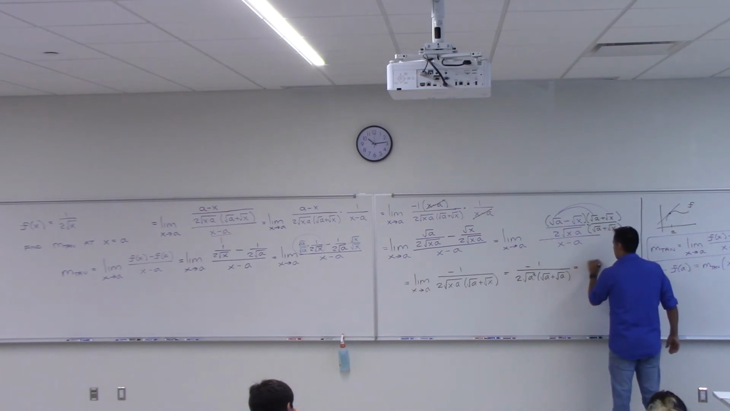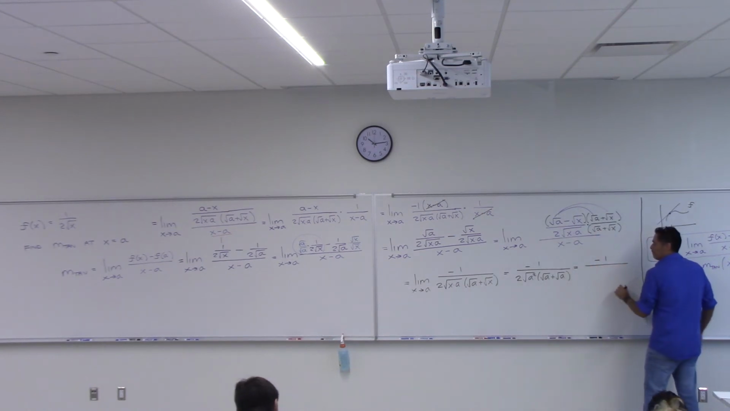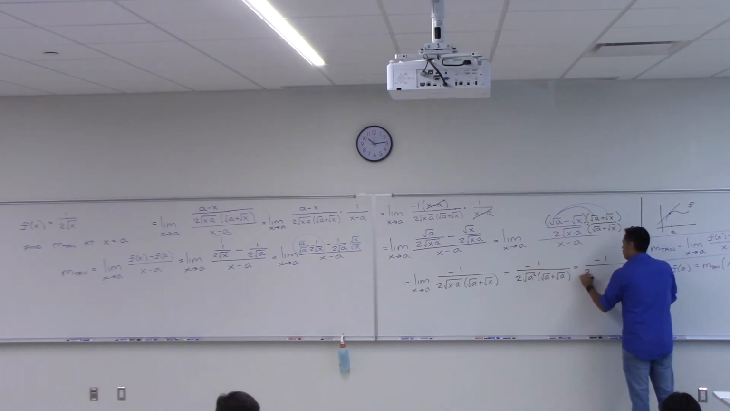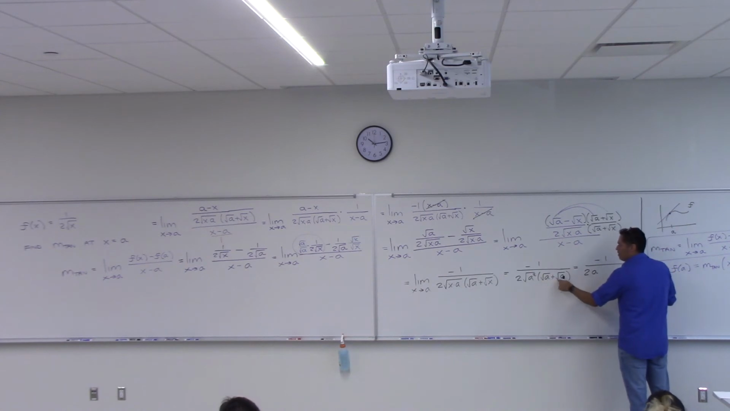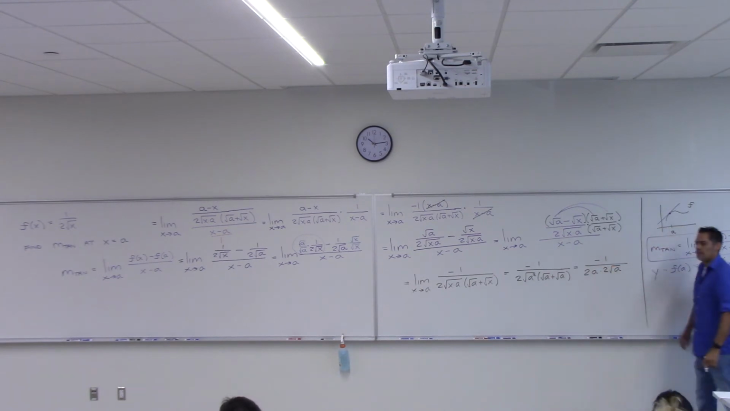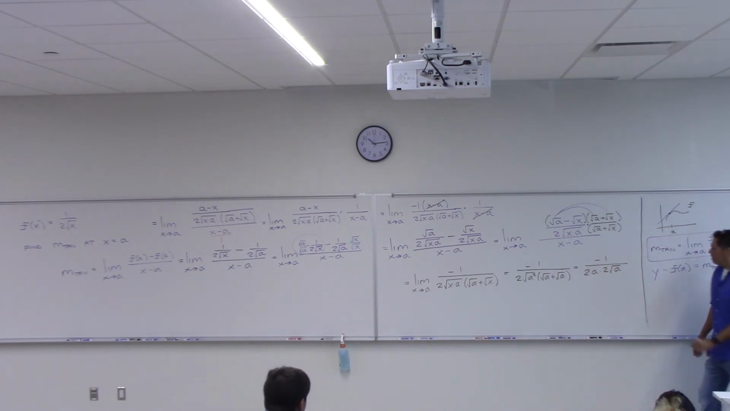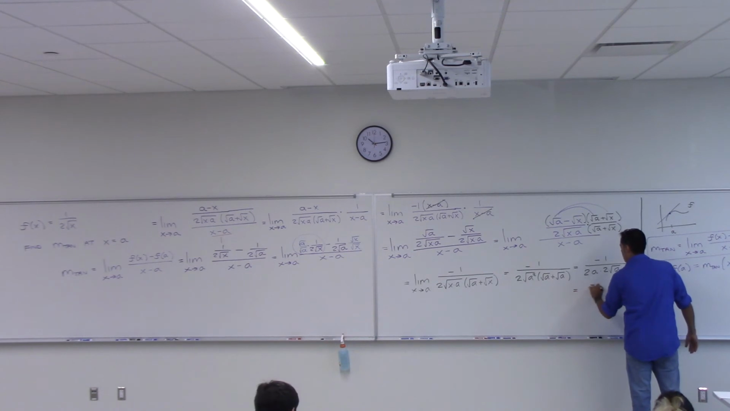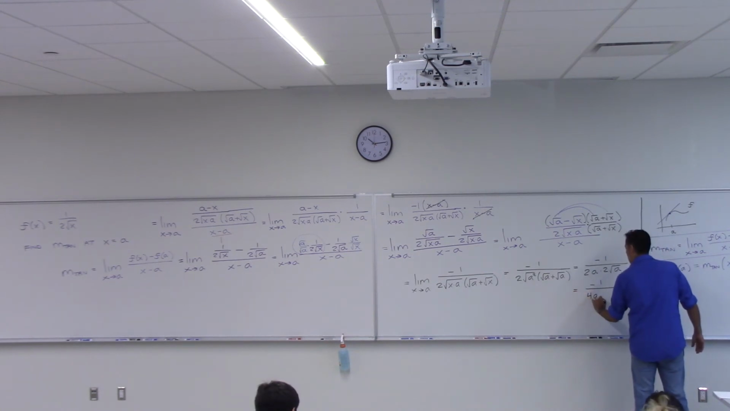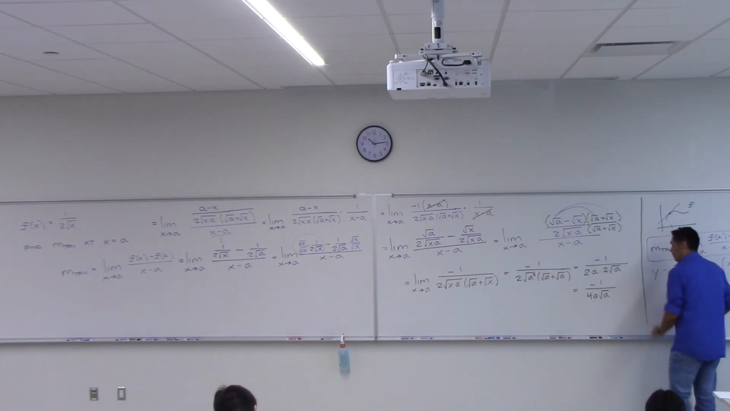Okay, this is -1 over, all right, that's just a, right? So we get 2 times a, and then what's root a plus root a? 2 root a, so times 2 root a. And isn't that just -1 over, let's see, 2 times 2 is 4, 4a root a? That would be an answer.